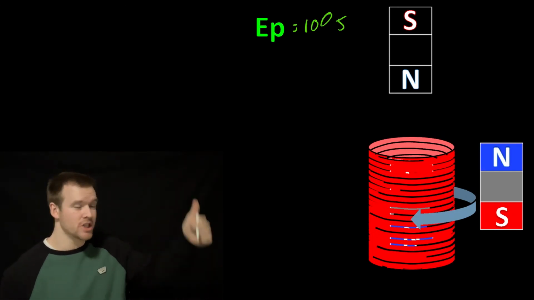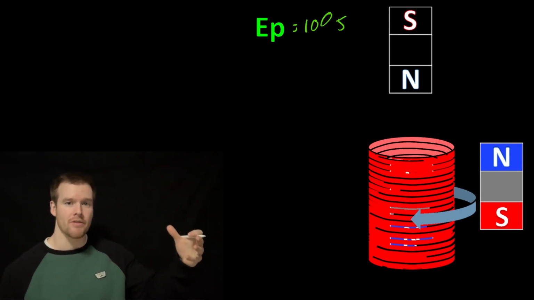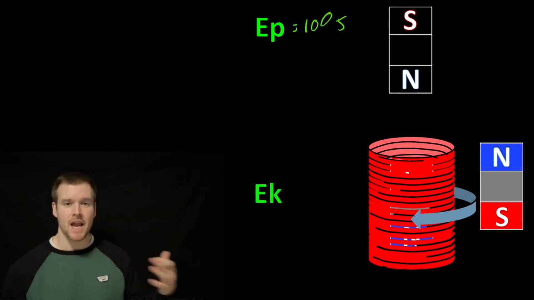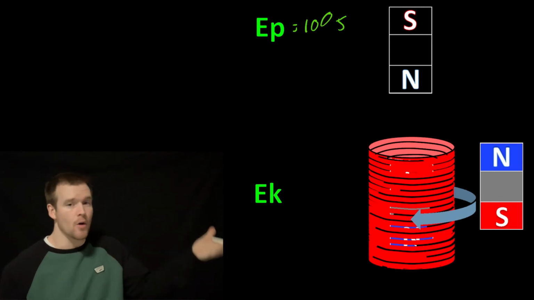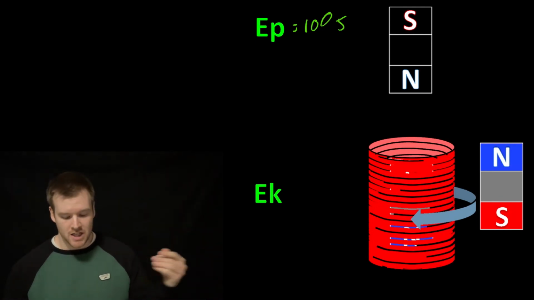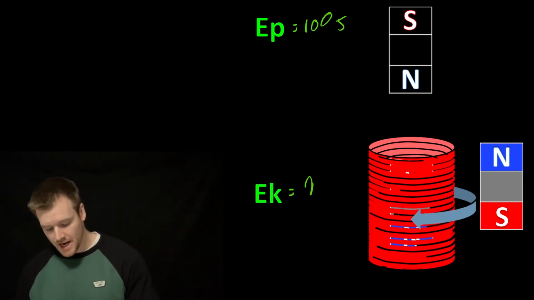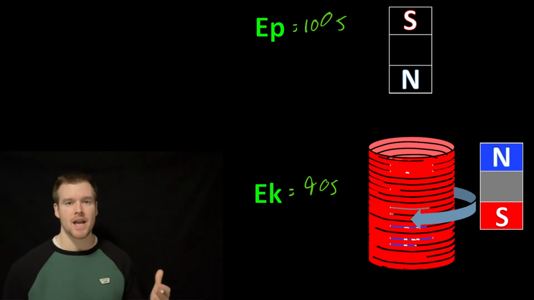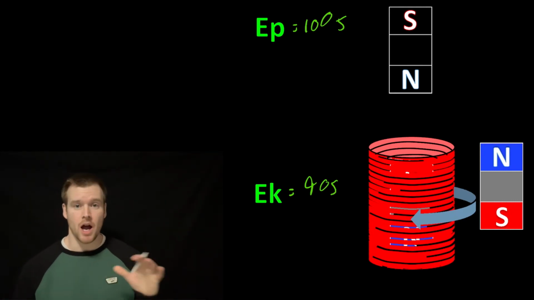So that's going to be pushing upwards against the fall of the magnet. So now when we look at the kinetic energy, it's been slowed down by that upwards force. So now maybe we have something like 90 joules of kinetic energy. Now, it's not that we got rid of energy.